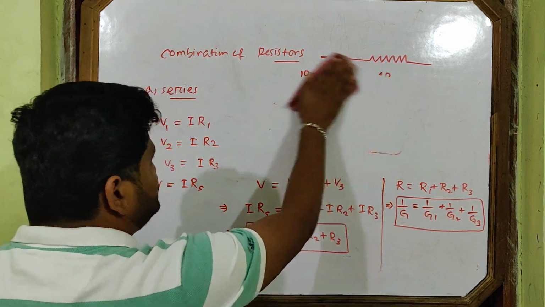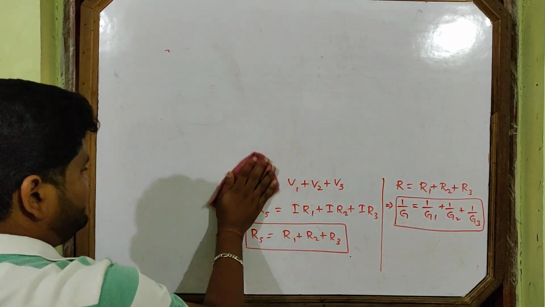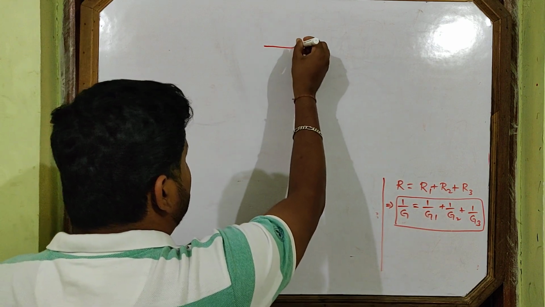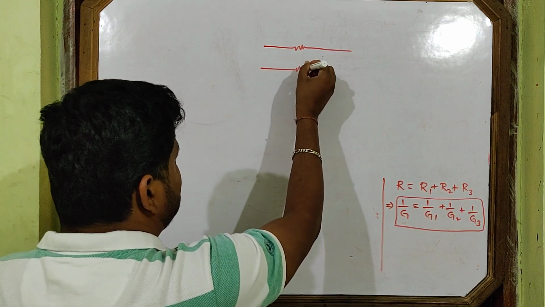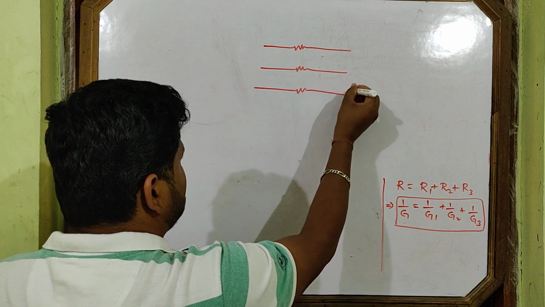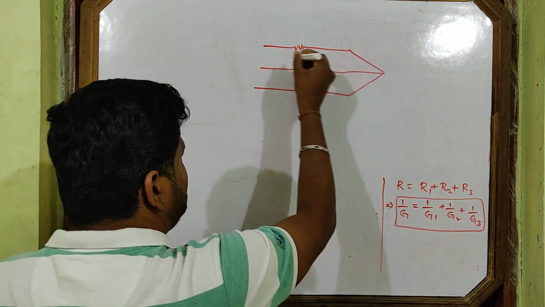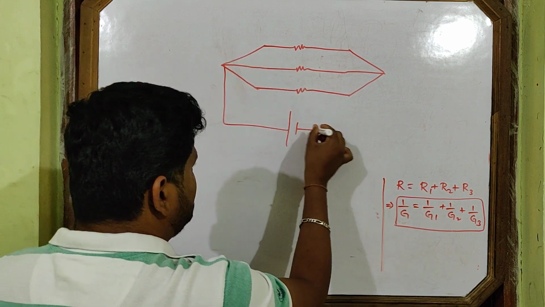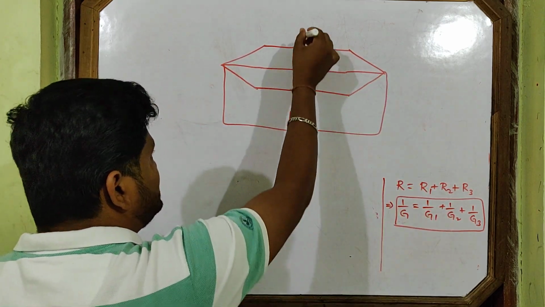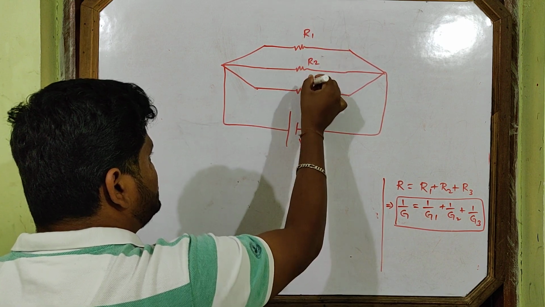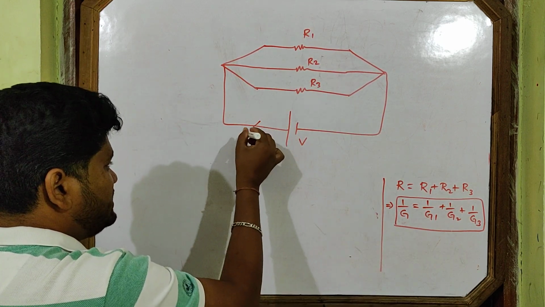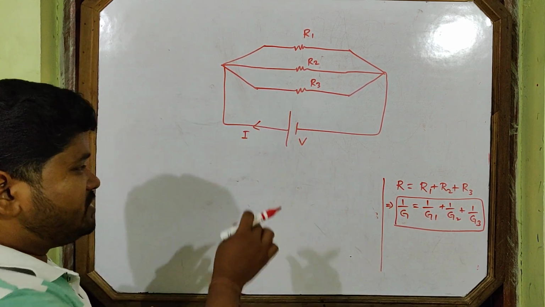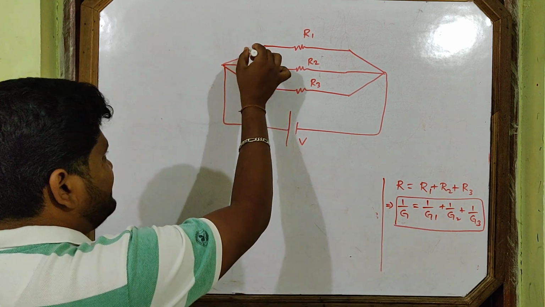Then next we go to parallel combination of resistors. It's again another simple one. Parallel combination of resistors. One resistor, another resistor, another resistor. All are connected in parallel. This is the cell connected. This is the potential difference. R1, R2, R3. Cell provides current I. Current always starts from the positive terminal. Cell provides current I. This current I divides here.